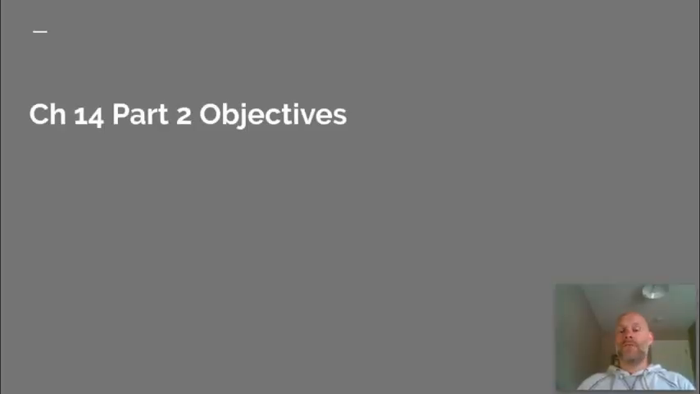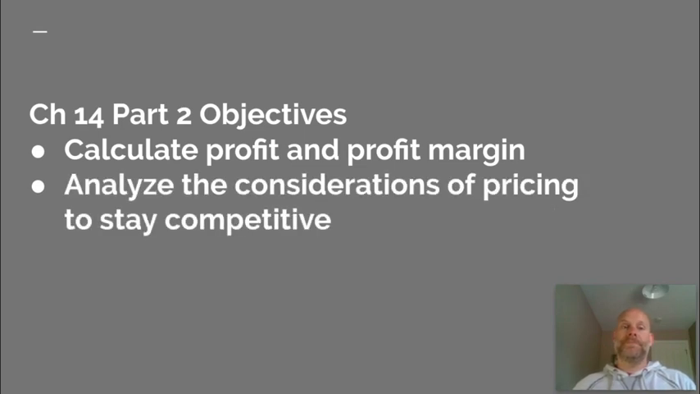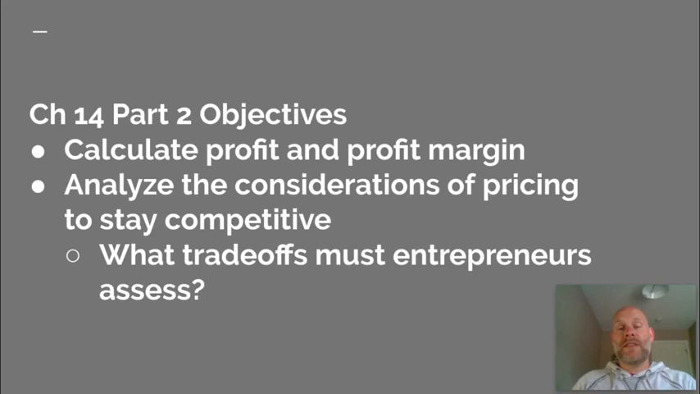So let's review our objectives. Explain to me, I'll set this into 2 questions, what's the basic way to calculate profit? And second of all, what is the formula for calculating profit margin? And secondly, what are the considerations of pricing to stay competitive? Specifically, what are the trade-offs that entrepreneurs have to face all the time? What are those 3 burning questions that they have to always be asking themselves?